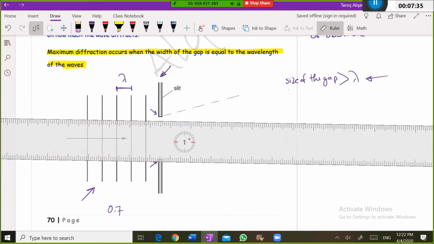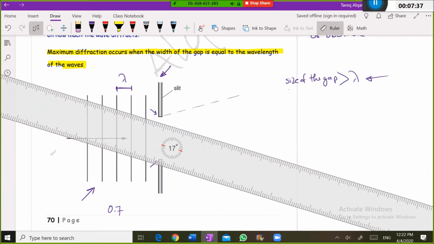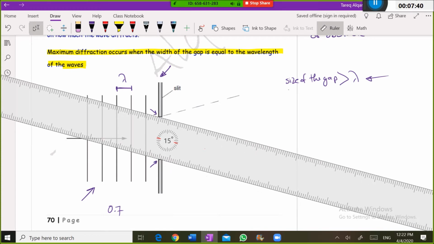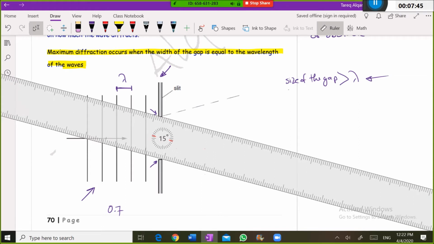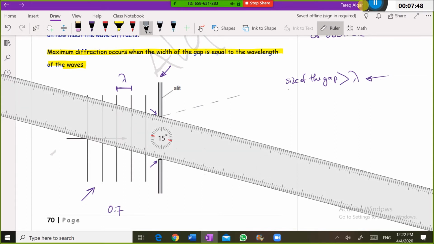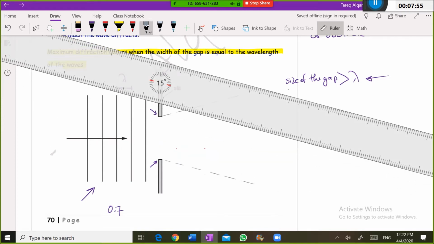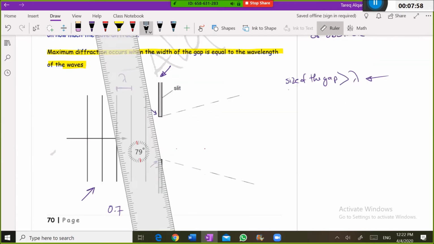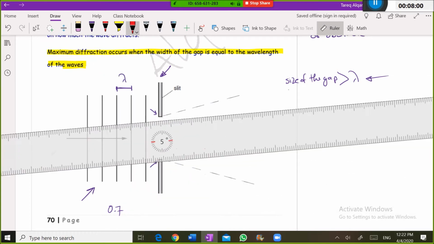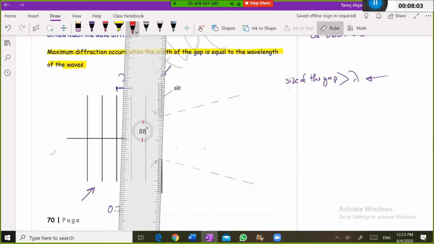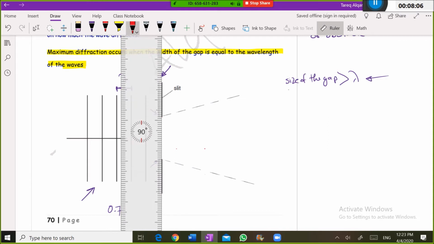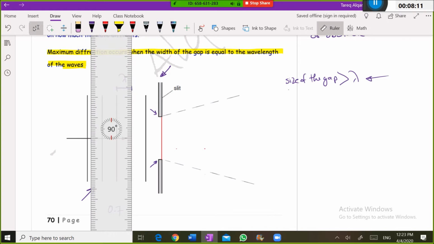From the other side also the same thing, 15. This is just an approximate thing, guys. It's not a theory or something scientific. Then, look what I do now. First of all, I will draw the first wave at the edge. Okay, at the edge of the gap.